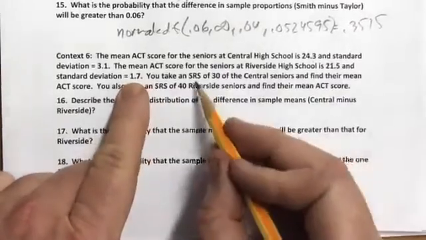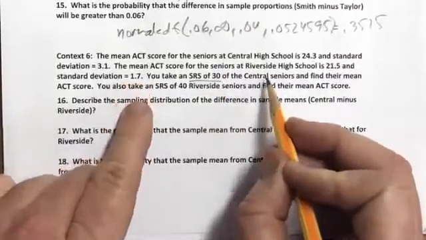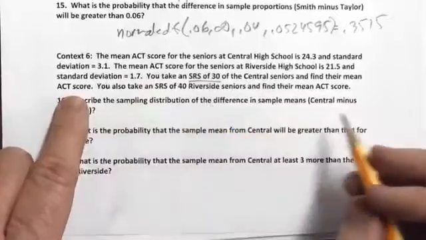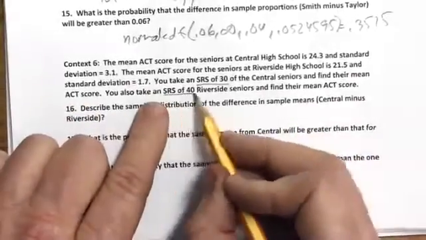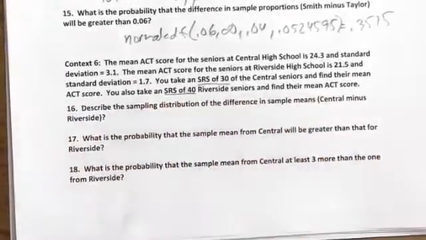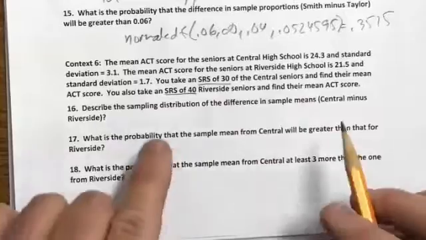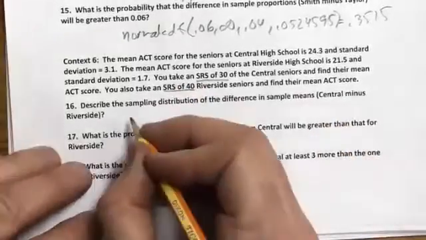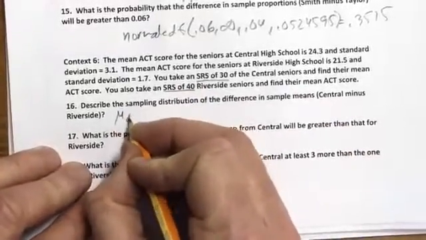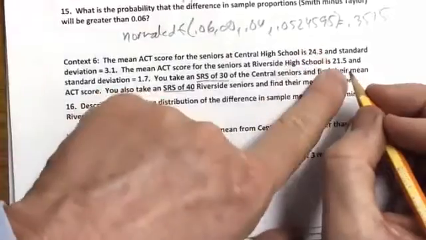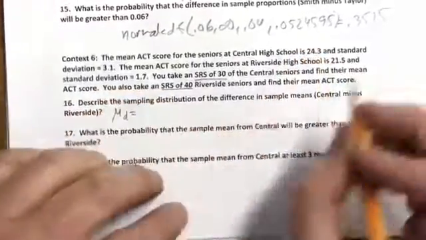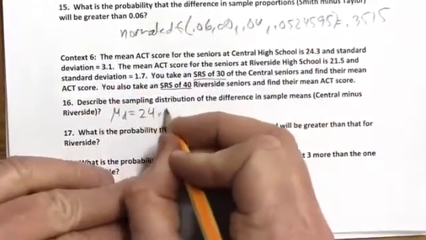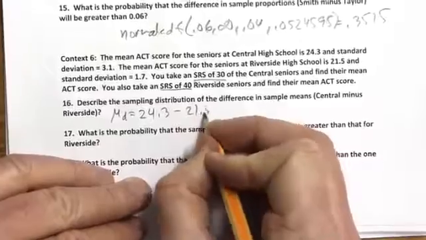All right, you take a simple random sample of 30 of the Central seniors and find their mean ACT score. Simple random sample of 40 of the Riverdale seniors and find their mean ACT score. Describe the sampling distribution of these differences. Well, we're expecting the mean of these differences to just be the difference in the population means. We're expecting this difference to be centered around the true difference.